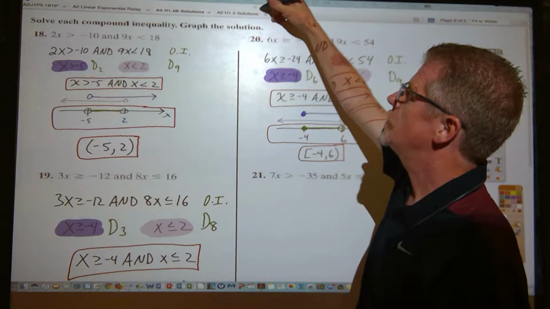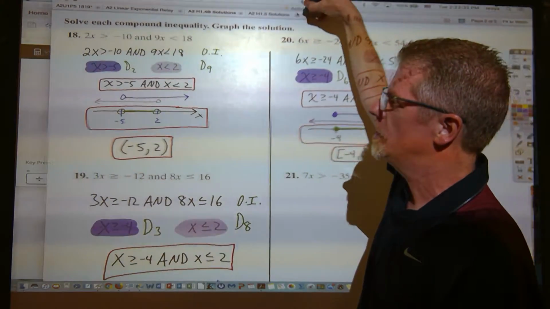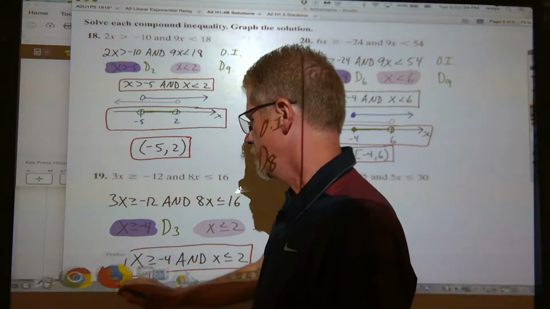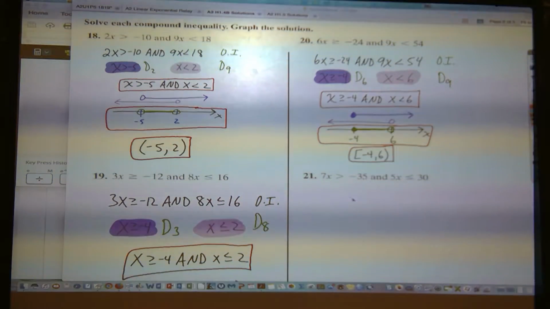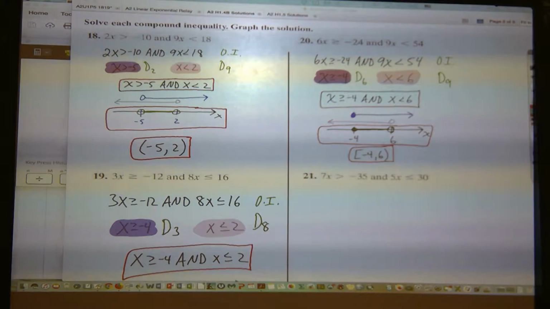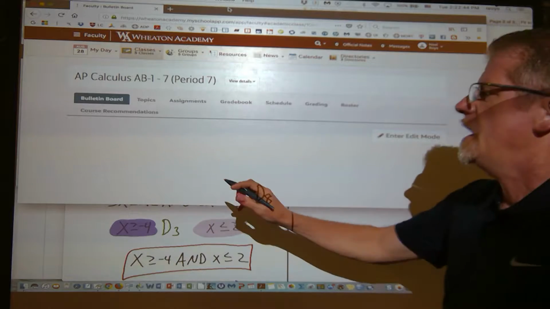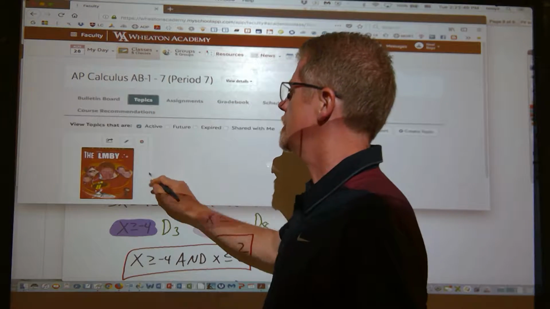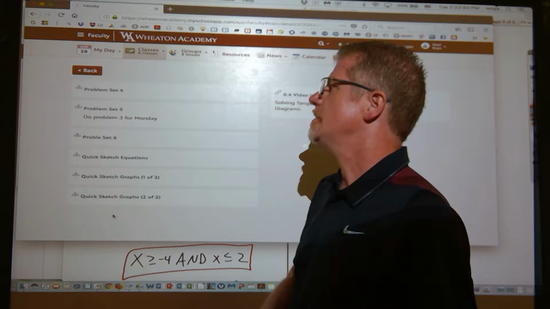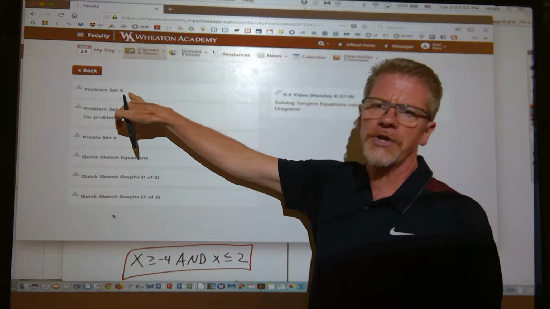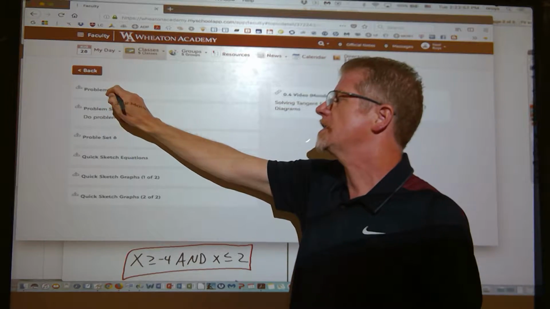Let's get started. The homework that's due on block day, just so you know, can be found right on the website. So let's take a look at where to find it. When you get to the website, it'll look something like this. All I ask you to do to find the homework is click on Topics, Pre-Calculus Review, and the homework is on the Problem Set 4 link.